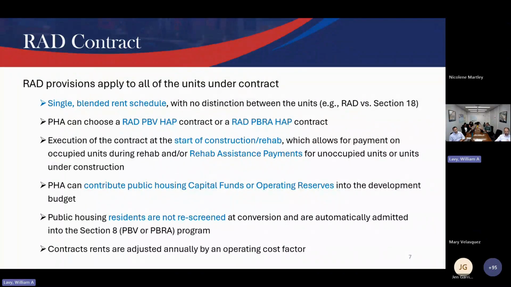As mentioned, the PHA can choose between the two HAP contracts. This is going to be really helpful, particularly for PHAs that don't have a voucher program, where instead of trying to partner with another housing authority to administer a project-based voucher HAP contract, they can get a HAP contract directly with HUD. That's what the project-based rental assistance contract does. In RAD, we execute the HAP contract right away.